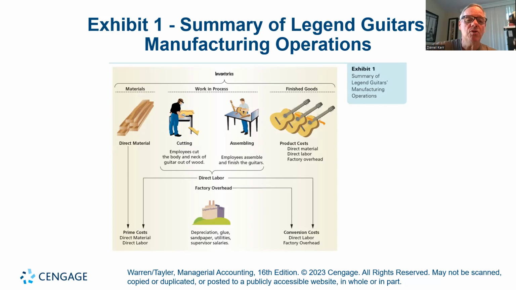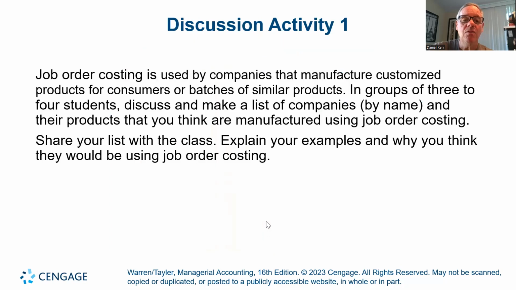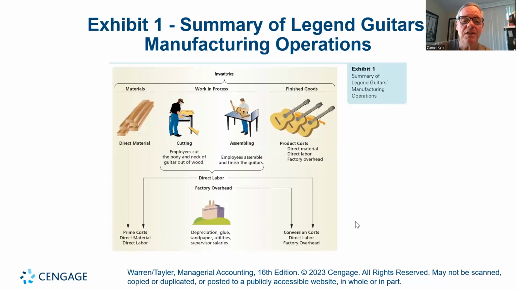And the costs that we keep track of, the material cost and the labor cost together, we call prime costs. And then the labor costs plus the overhead costs we call conversion costs. So what we're going to do here in job order costing is actually trace the costs through the process, through materials, through work in process, through finished goods. And as we trace the cost to the inventory, it's going to be both materials, and it's going to be labor, and it's going to be factory overhead.